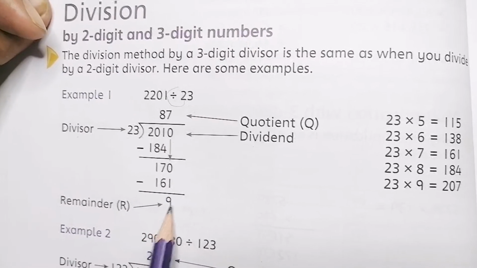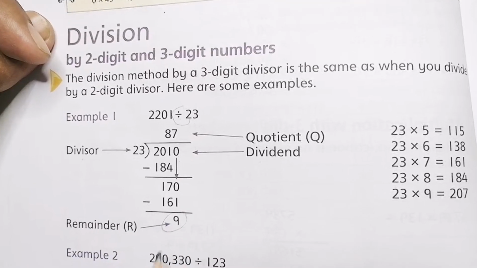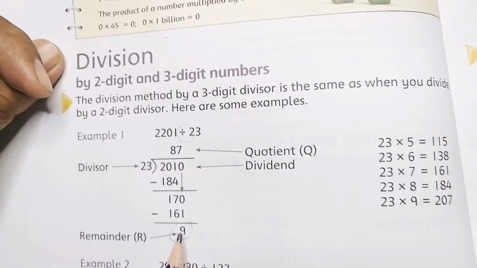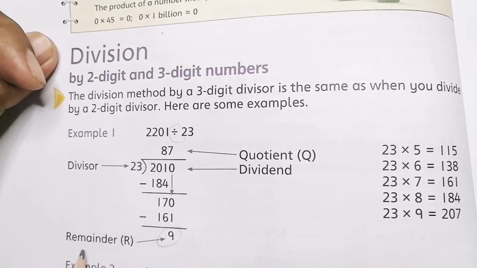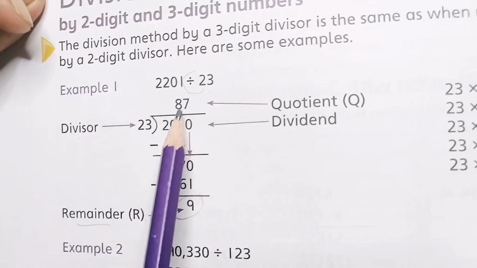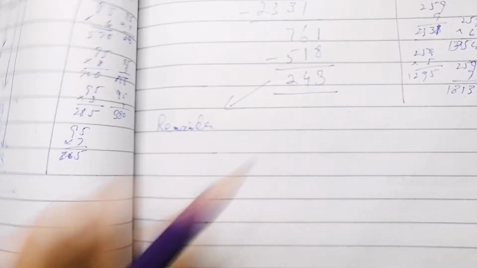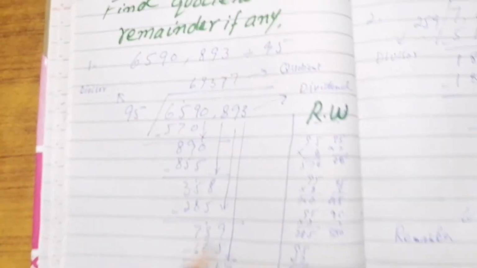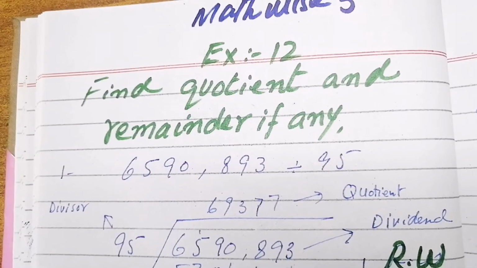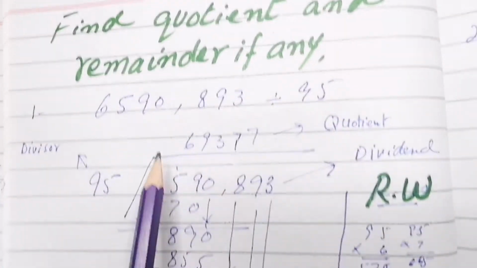Then whenever any number is left which is not divisible by the divisor, we write it as remainder, and the answer is called quotient, right? Let's see, I have done from exercise 12, page number 23, right? So this is the way.